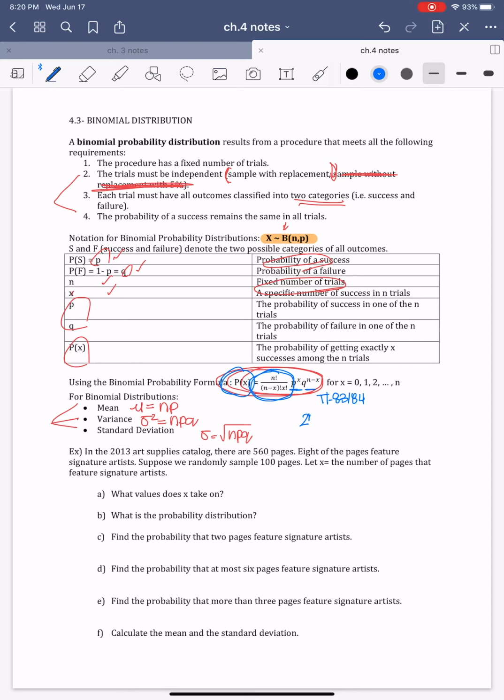You're going to press the second key, vars, and then 0, binomPDF. You're going to put it in order of n, p, x. It's okay if you do not follow it at this point. I will show you how to do that on the calculator.